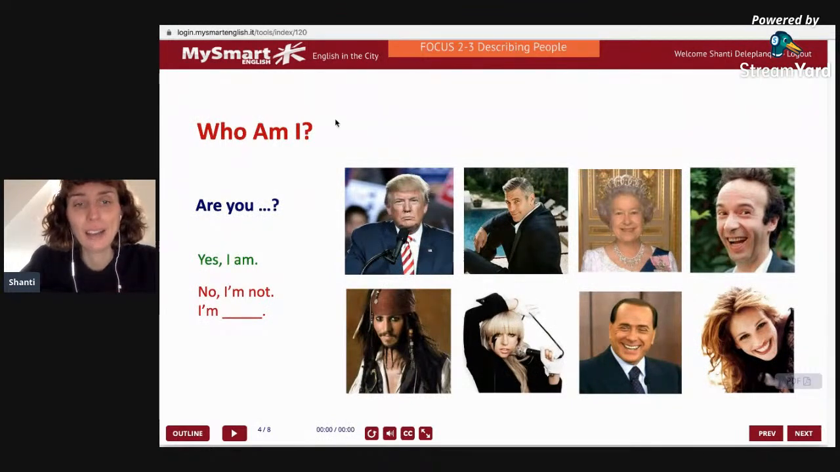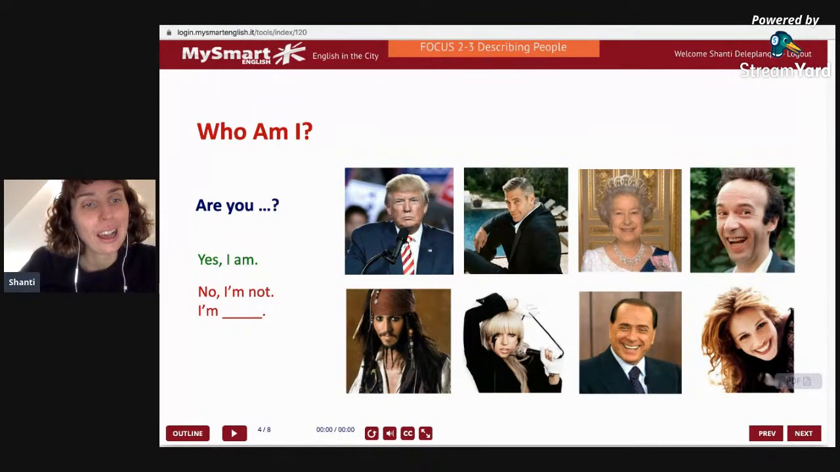Okay, here we have some pictures of different famous people. I'm going to ask a question. For example, yes, it's tasty and delicious, watermelon. Personally, I prefer melon to watermelon. My favorite is melon, the one that is orange inside. But watermelon is good too.